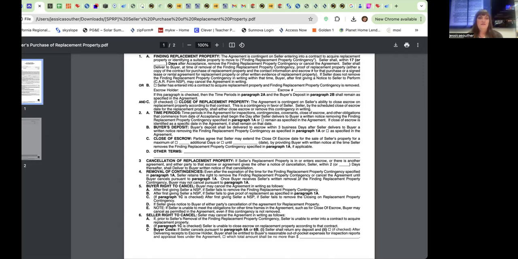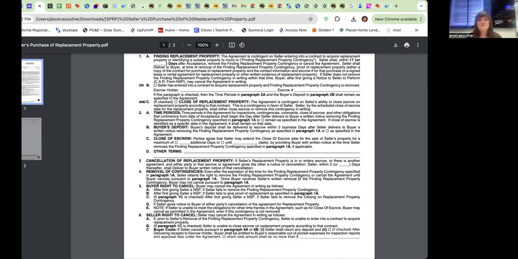Where was I? Buyer right to cancel, number 5. How can the buyer cancel during this time? Buyer may cancel the agreement in writing as follows. A, after first giving the seller a notice of seller to perform if seller fails to remove the finding replacement property contingency. Okay, so if the seller does not remove the finding replacement property within the 17 days or whatever amount of days you wrote in the top, they need to give a seller notice to perform. If that comes up and down and the seller does not cancel, the buyer can cancel for that reason.